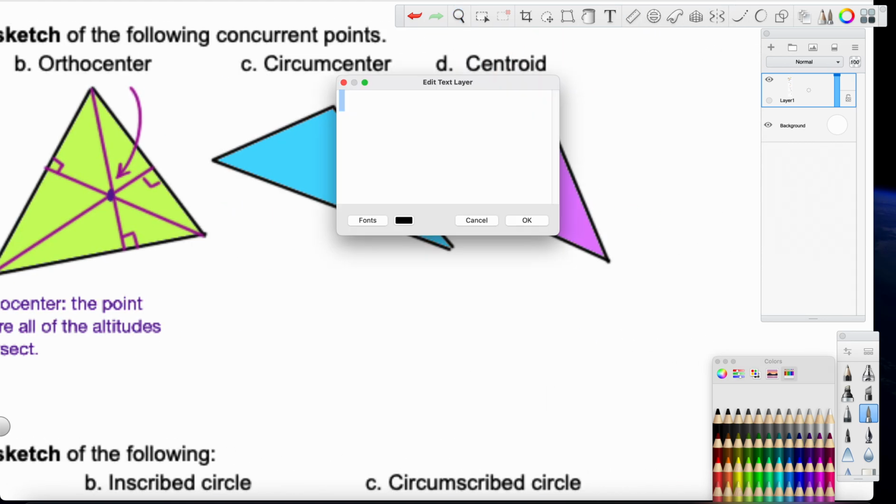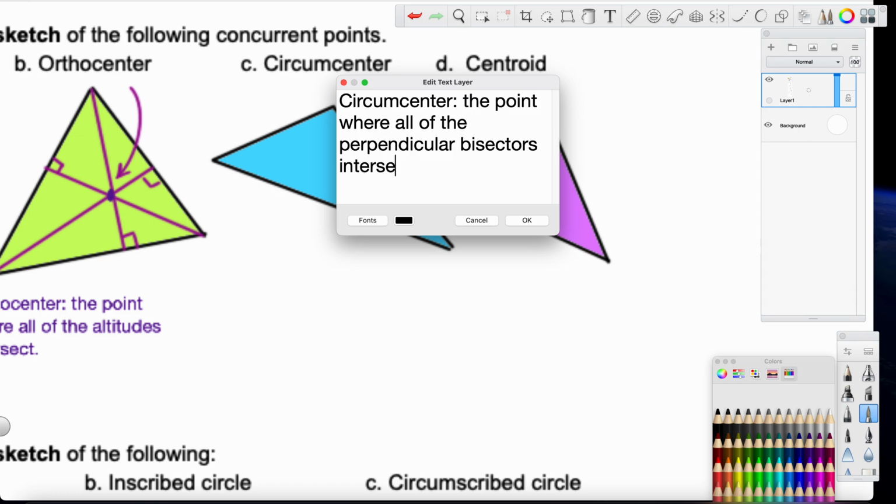Circumcenter, the point where all of the perpendicular bisectors, thank you autocorrect, intersect.